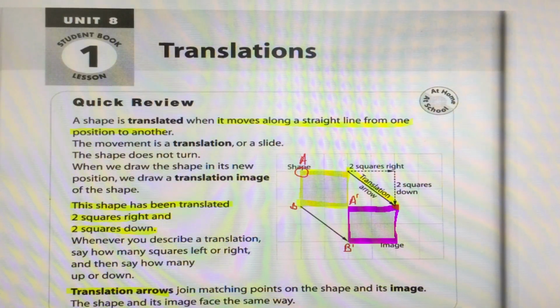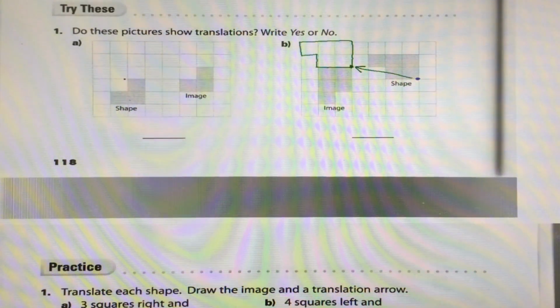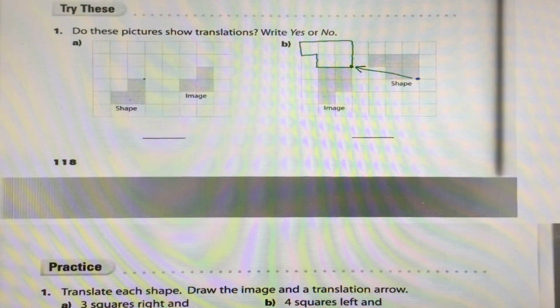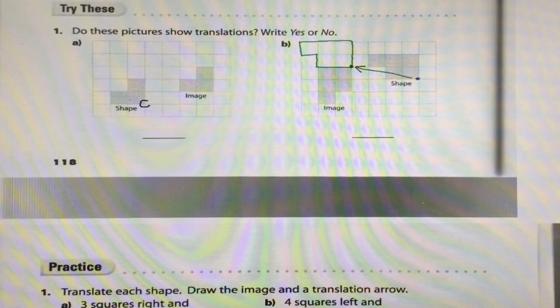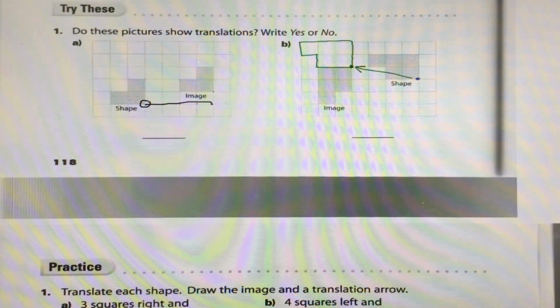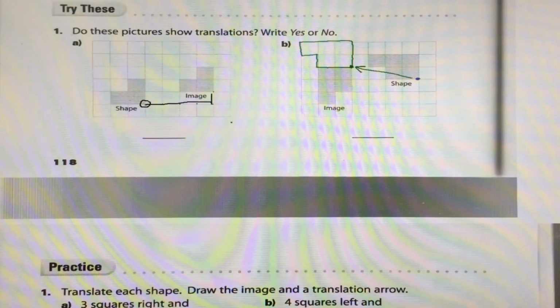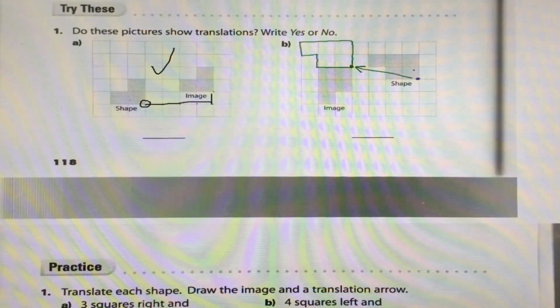So we can try a few of these. If we move down here, it says, do these pictures show translations, yes or no? Well, in this case, this shape is where we start. The image is where it went to. So this shape would have moved over from here to here. So let's take this point right there. So the bottom right-hand point would have moved over 1, 2, 3, 4 to the right, and 1 up. So we go 4 to the right and 1 up, and that's where it ends up. So is that a translation image? Yes, that one is. Is this a translation image?